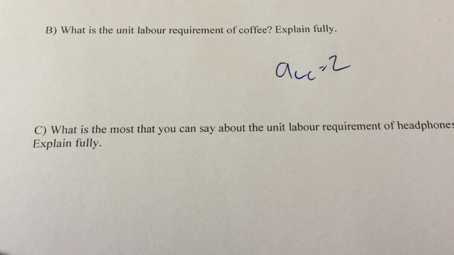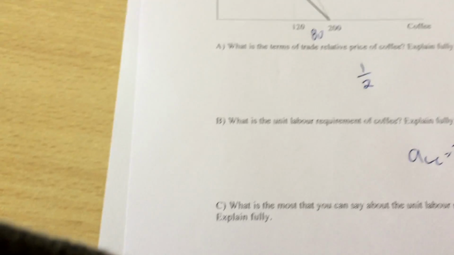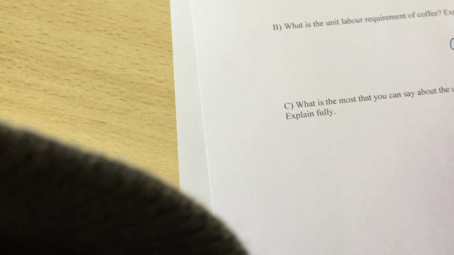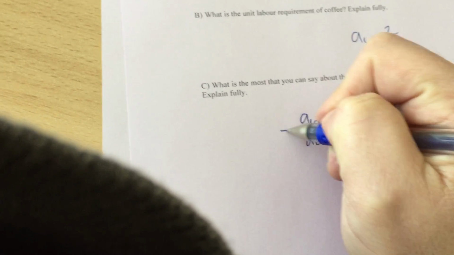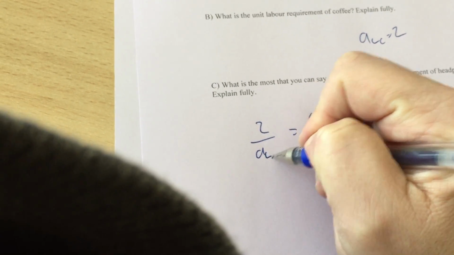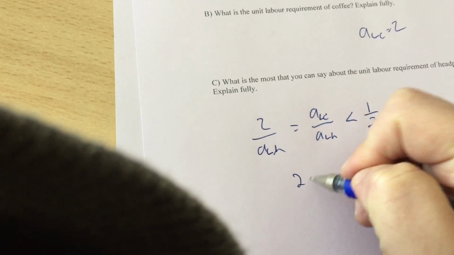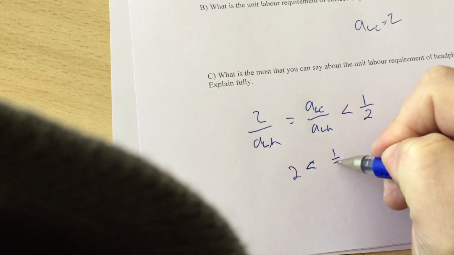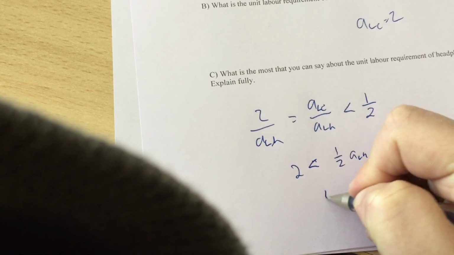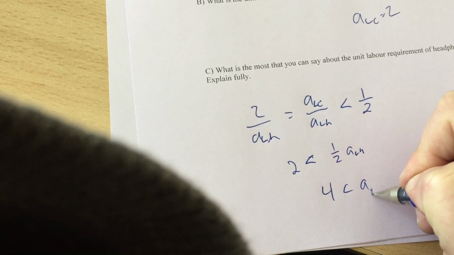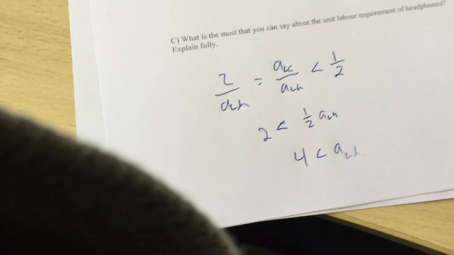What is the most that you can say about the unit labor requirement of headphones? Again, the terms of trade price has to be greater than the autarky price for coffee, which is the unit labor requirement of coffee over that of headphones. So 2 over ALH. So 2 has got to be less than 1/2 times ALH, or 4 has got to be less than the unit labor requirement of headphones.